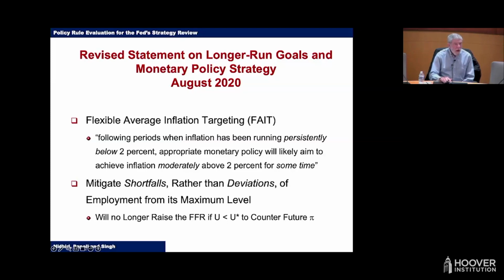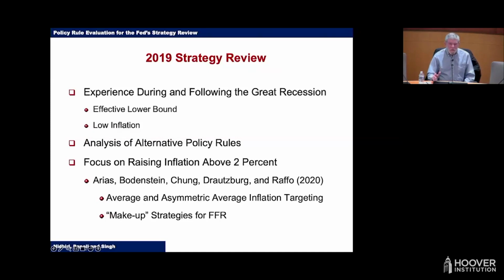They'll no longer raise the federal funds rate if unemployment is less than u star. So the strategy review was very heavily influenced by the experience during and mostly following the Great Recession, between 2009 and 2019. And you had the first half with the effective lower bound, and then the second half with inflation under 2%, to the extent that John Williams made a very famous comment near the end of this, that low inflation is our problem. Now, which, believe it or not, didn't quite work. But watch out what you wish for. You might get it.